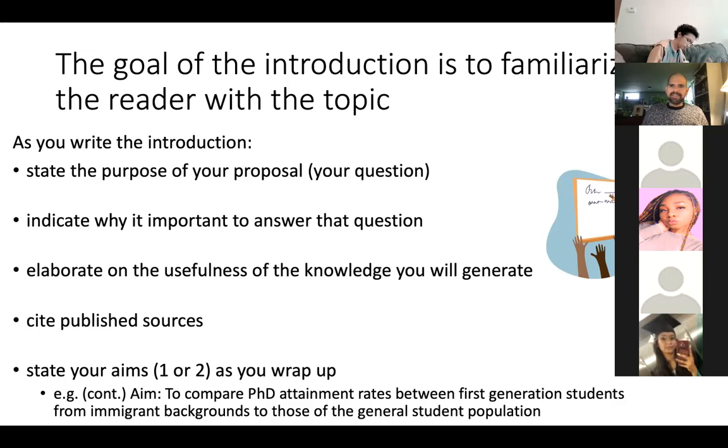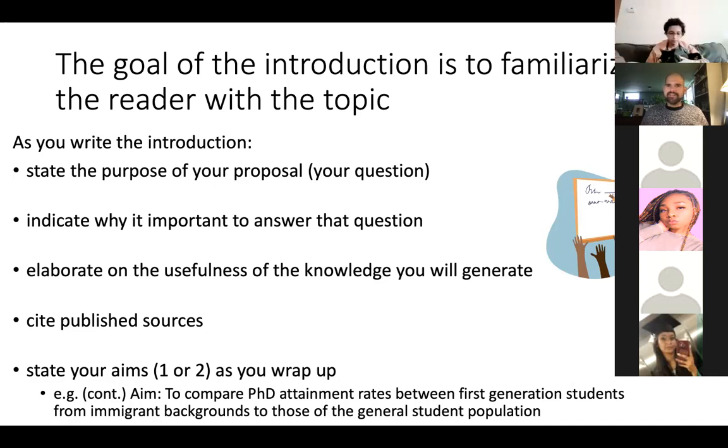This introduction is going to be about, I don't know, maybe 2 to 4 paragraphs. And at the very end, you're going to state what your aims are. You're going to say, aim, just like it's written here. In our example, it's going to be to compare PhD attachment rates between first generation students from immigrant backgrounds to those of the general population.